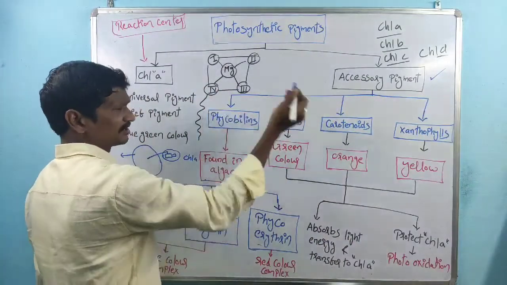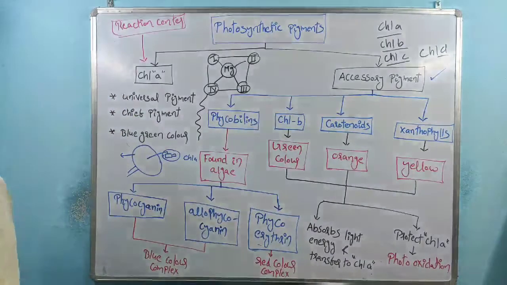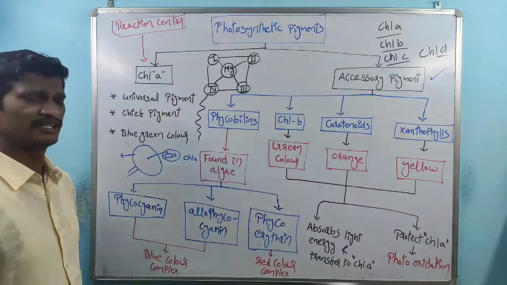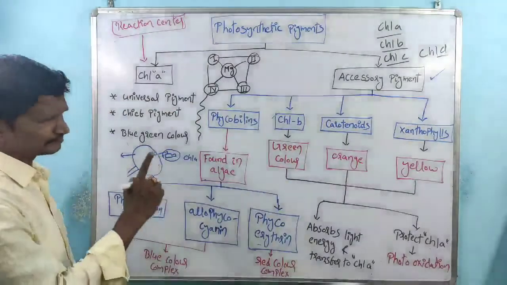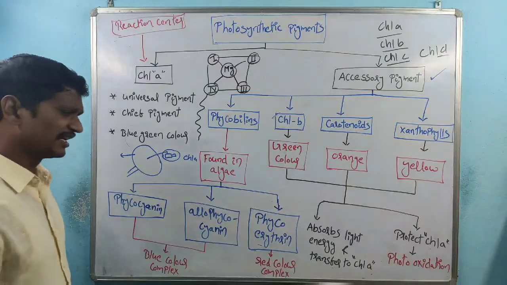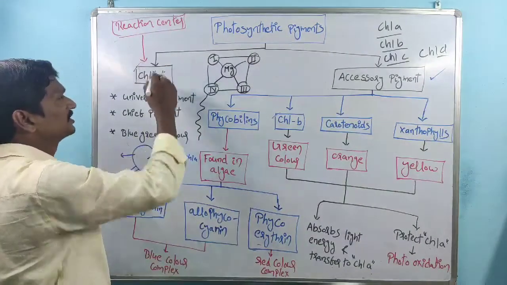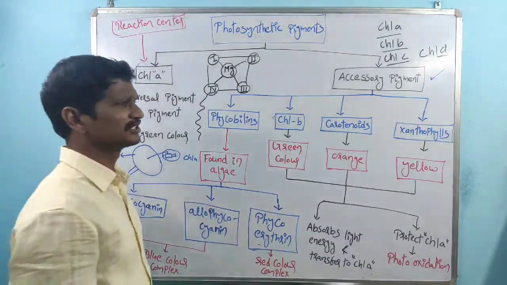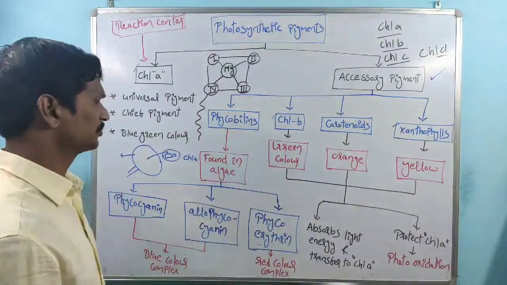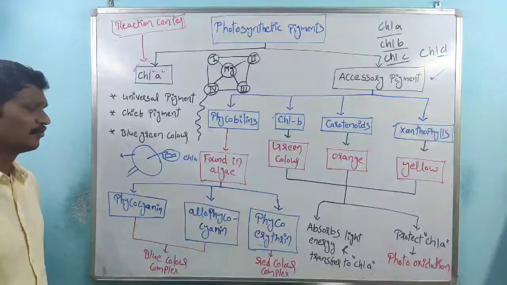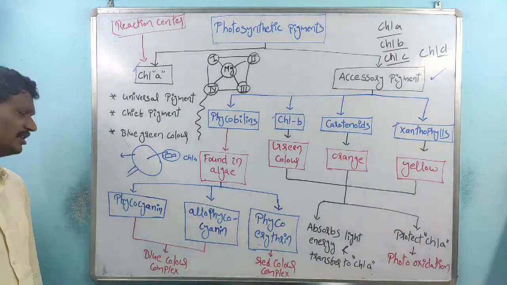Here there are different types of accessory pigments present. Phycobilins are there, chlorophyll B, carotenoids and xanthophylls. Chlorophyll B is an accessory pigment here, because the reaction center is always chlorophyll A. All these are accessory pigments. The phycobilins are found in algae.